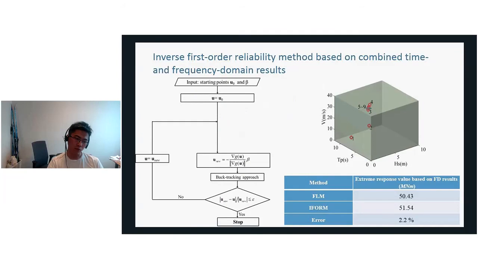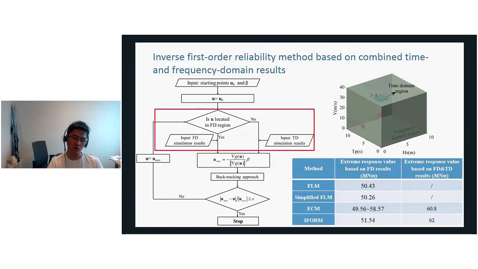So we proposed to run the F-form based on combined time and frequency domain results. This is the iteration that was just shown, based on frequency domain results. And we can see from the right figure that most of the iterations are concentrated in a very small area. Inspired by this, we divide the whole space into two parts, the time domain region and the frequency domain region. During each iteration, we check where the iteration point is. If it is in the frequency domain region, we just use the frequency domain results to continue the iteration. Because the time domain region only constitutes a very small percent of the whole space, a lot of computational time can be saved.